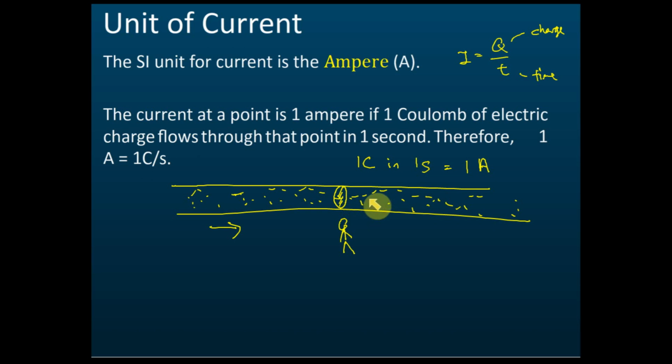Now, if the charge flows faster, let's say 2 coulombs flow in 1 second, then we say the current is 2 amperes. If even faster, 5 coulombs in 1 second, then we say it's 5 amperes. Because current is how fast the charge flows, right? The more charge flows through 1 point, the faster it flows, the higher the current. So that's the meaning of 1 ampere: 1 coulomb of charge flowing in 1 second.